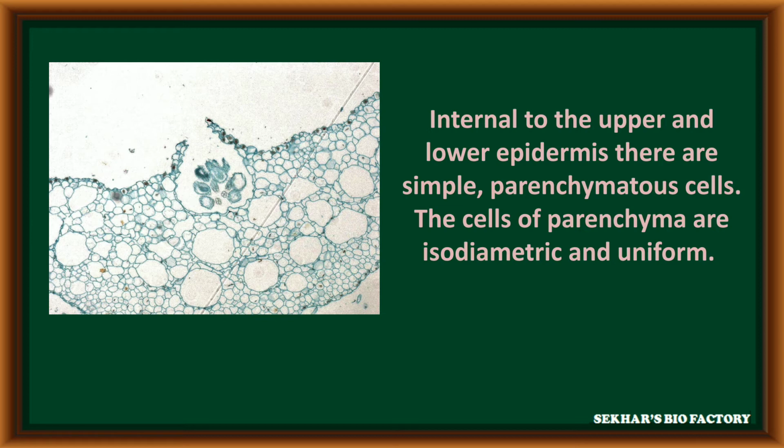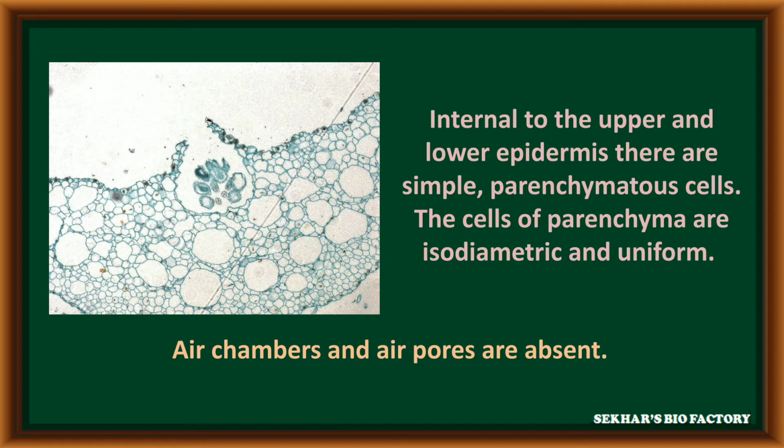In the internal structure, internal to the upper and lower surfaces having epidermis, there are simple parenchymatous cells. The parenchymatous cells are isodiametric and uniform in nature. In their internal structure, generally air chambers or air pores are completely absent.